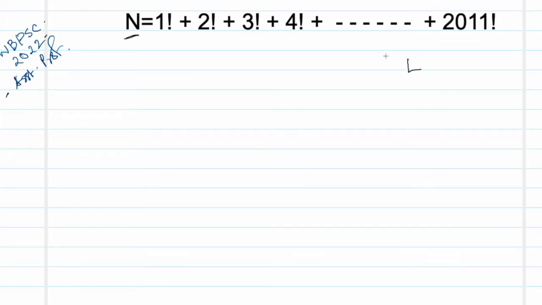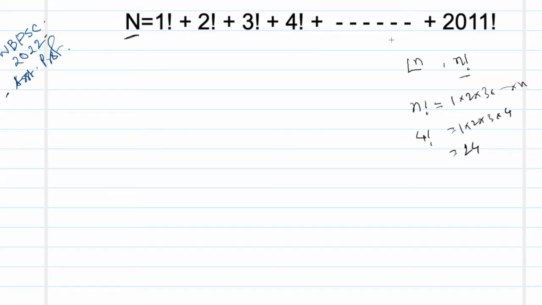We can also write factorial with this notation, n!. So what does it mean? We know this, but just to recall: n factorial is 1 times 2 times 3, and so on up till n. So for example, factorial 4 is 1 times 2 times 3 times 4. If you calculate, it will be 24.